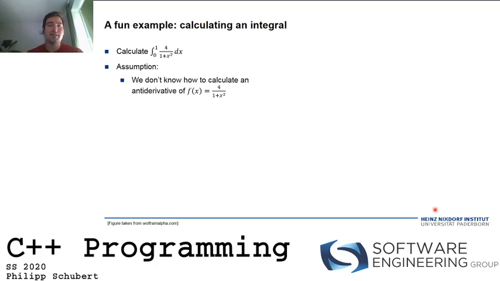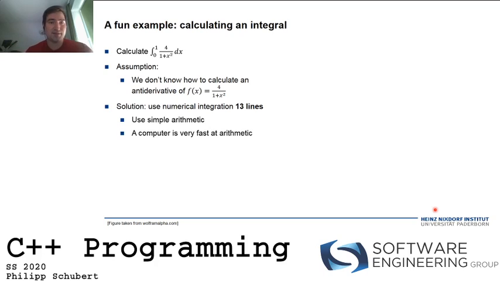So, let's assume that we do not know how to calculate an antiderivative of our function that we wish to integrate. So we play the naive game. What can we do? We can use a numerical integration approach, and it's just about 30 lines of C++ code, and it just uses simple arithmetic. The great thing about modern computers is that they are very fast at arithmetic, so we can compute integrals fast using numeric integration.